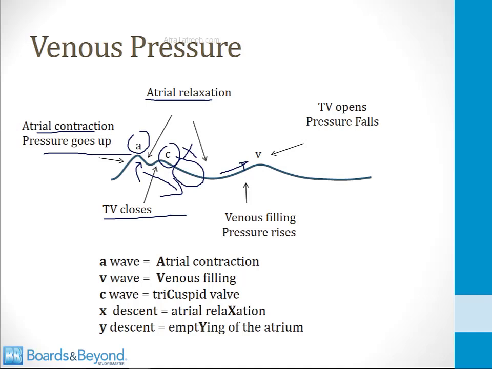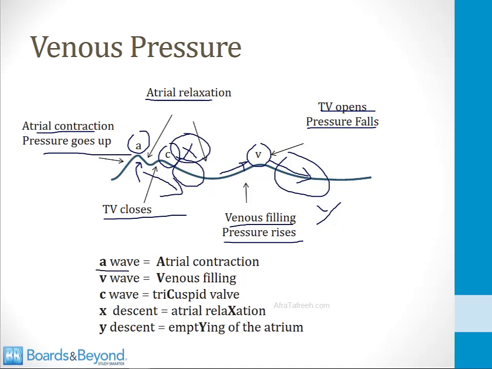That's because venous structures begin to send blood into the right atrium. There's venous filling of the chamber, and the pressure rises. At the peak of the V wave, that's when the tricuspid valve opens. This allows blood volume to start leaving the right atrium for the right ventricle, and therefore the pressure falls. And this fall in blood pressure is called the Y descent, in contrast to the X descent, which occurs over here. And I've summarized these points at the bottom of the slide with some easy ways to remember them.